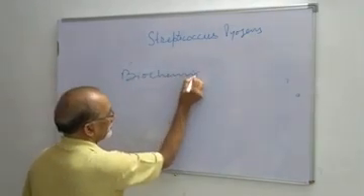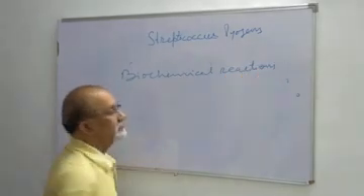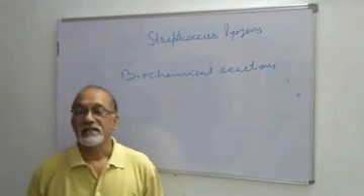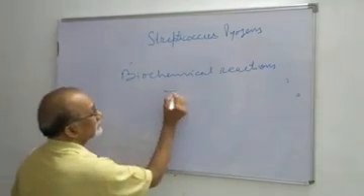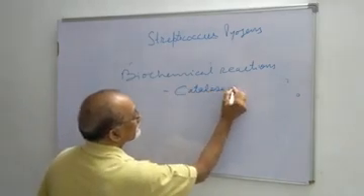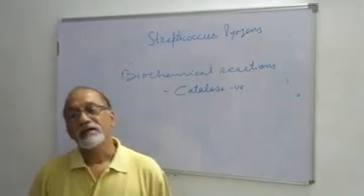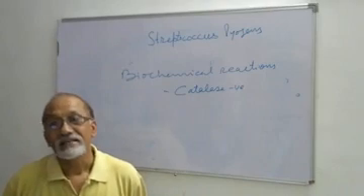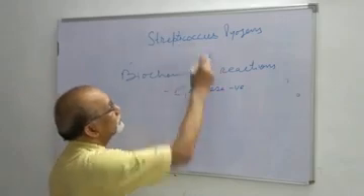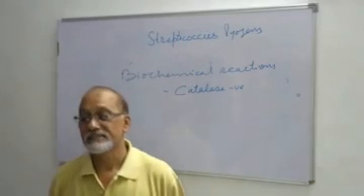Biochemical reactions. Streptococcus pyogenes is catalase negative. Number one, it is catalase negative, while Staphylococci are catalase positive. This is the difference. These Streptococcus are negative and Staphylococcus are positive for catalase.